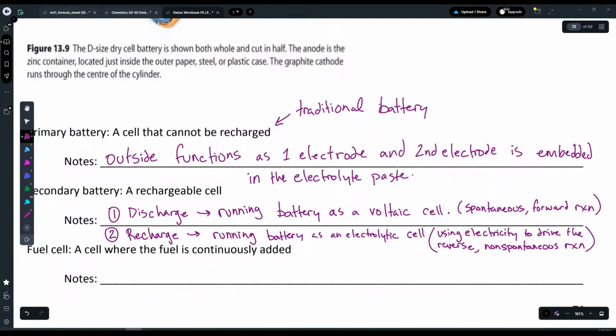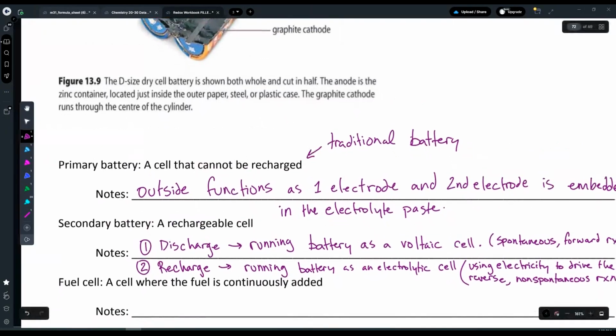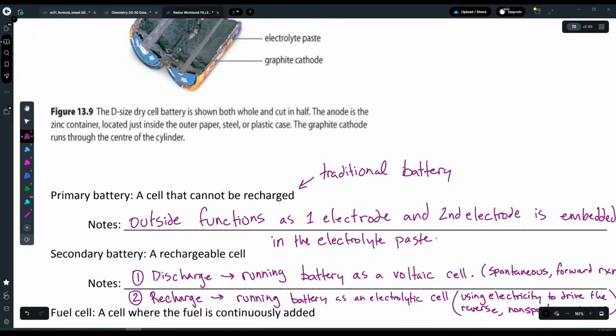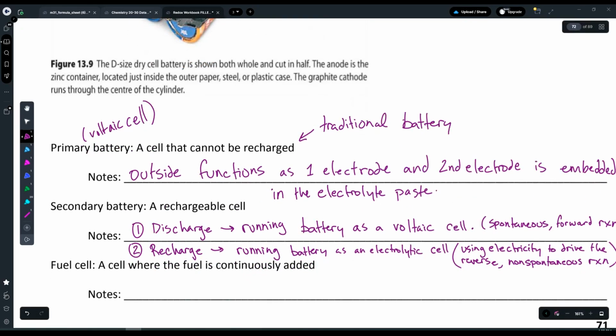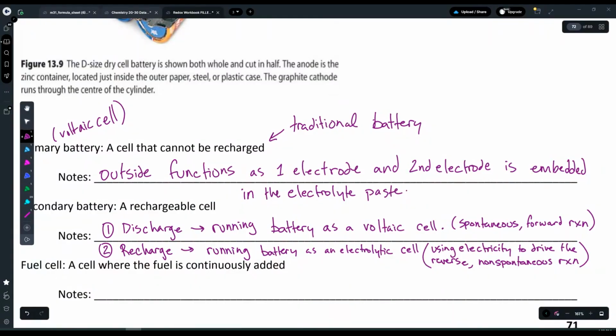Okay, so once again, mode number 1 is the discharge mode, which is running the battery as a voltaic cell. This is similar to the primary battery, which runs as a voltaic cell. The forward reaction is a spontaneous reaction. RXN is just my shorthand for reaction.